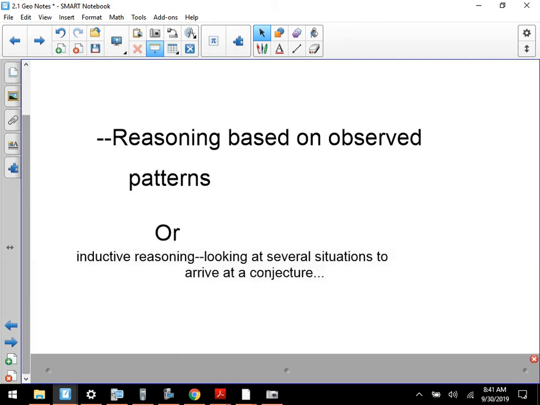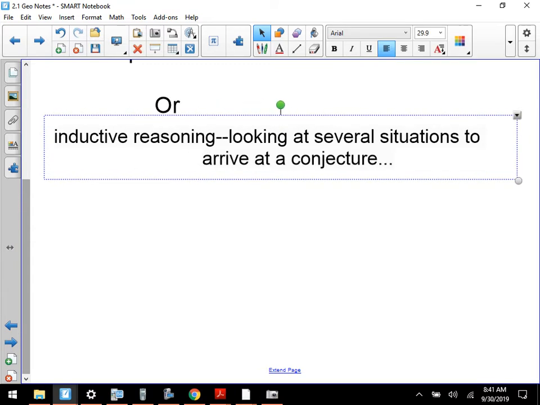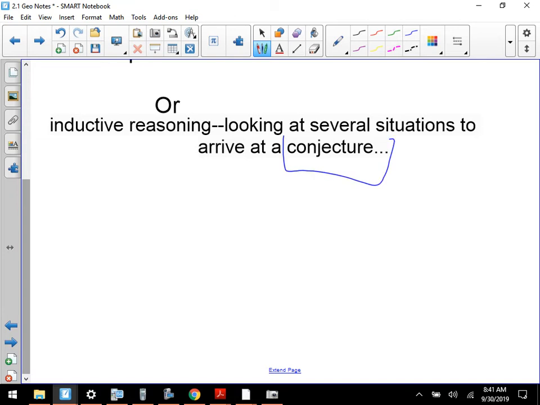Or another way of saying it, this is kind of the boring way of saying it. Inductive reasoning is basically looking at several situations to arrive at what's called a conjecture. So this conjecture is what we're going to talk about. This is kind of the newish term. This is the chapter of geometry that sucks because there's a little bit of extra writing. There are all these definitions and little things that we have to put together, so it takes a little bit of time. The conjecture is your educated guess, if you will.